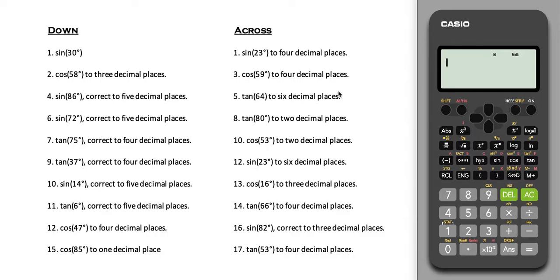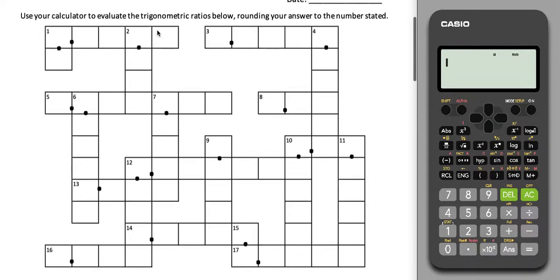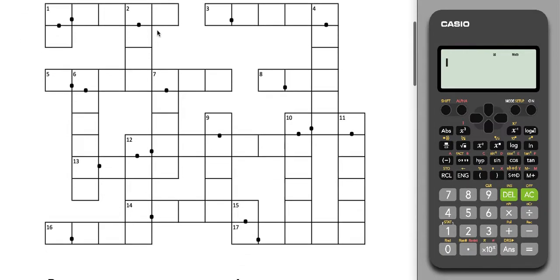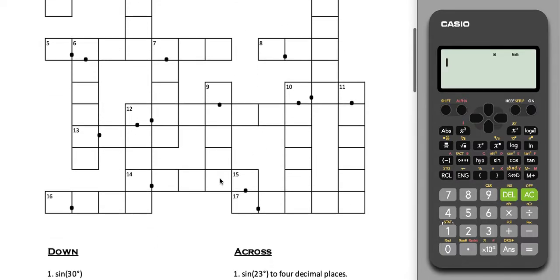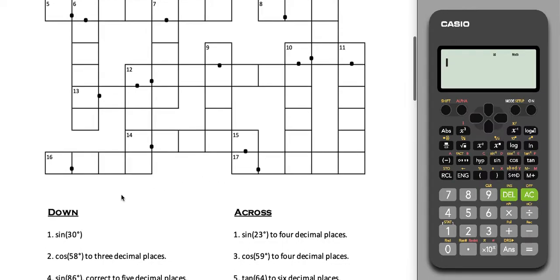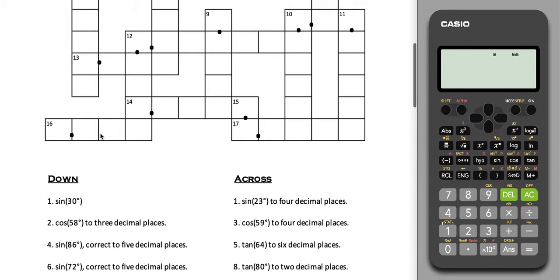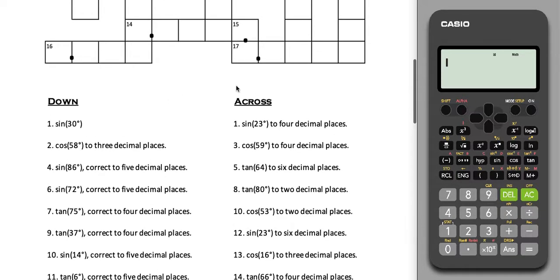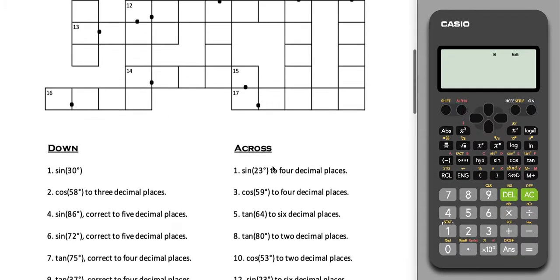To cover how to use the calculator to calculate trig ratios, we're going to complete this worksheet, Trigonometry and the Calculator, which is a bit of a crossword with little decimal points placed into the grid to match up with where the decimal point should be in the results. Down the bottom here we have the values that are going down and the values going across.